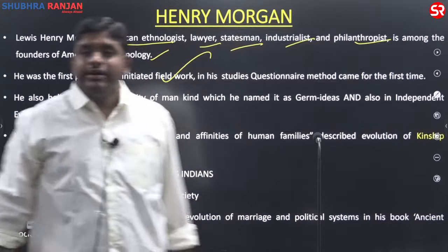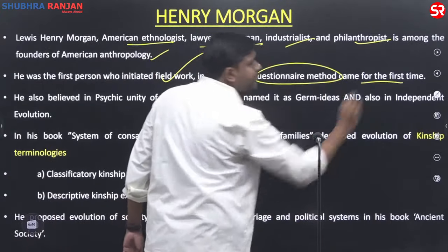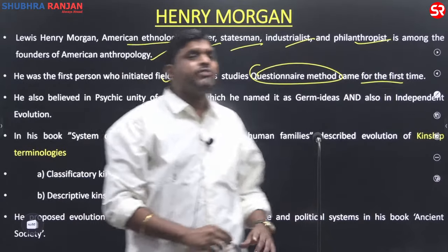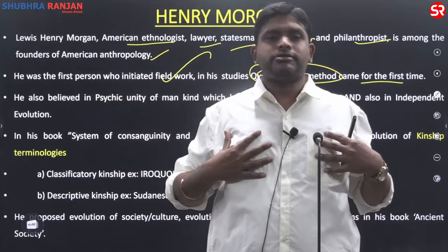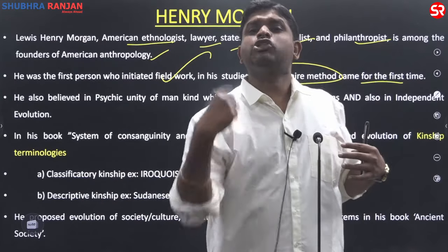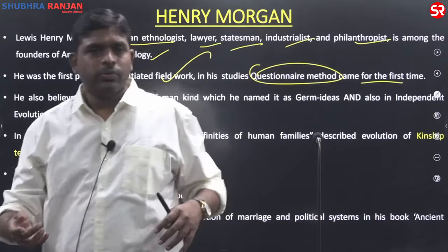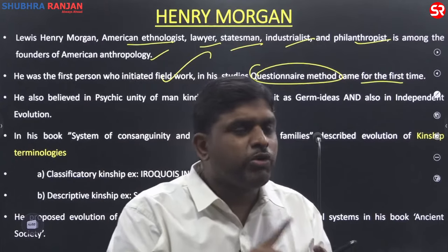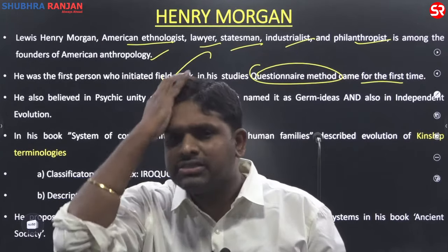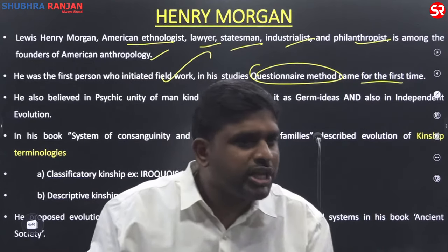He initiated field work. In his studies, the questionnaire method came. So how did he do field work? For example, you all are tribals. I am an anthropologist. I want to write an ethnography on you people, so I came near you. Then I want your details: your marriage, your family, your culture, your way of living, your economic systems, your political systems. Then he invented a system called the questionnaire method.